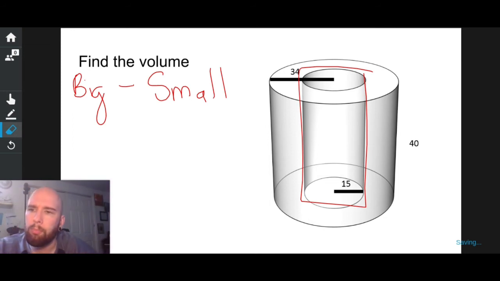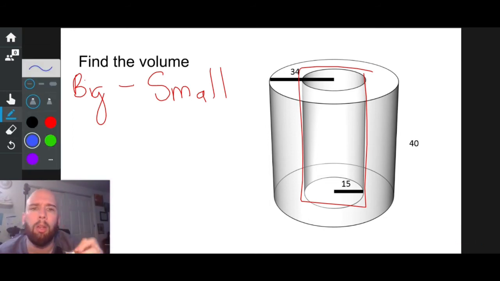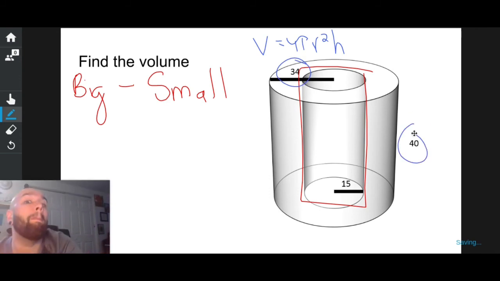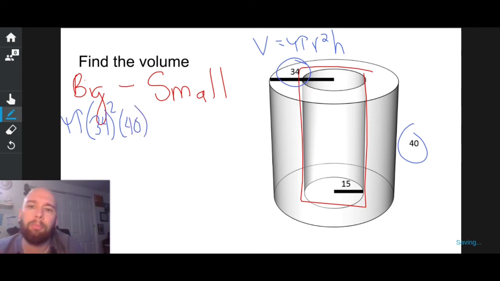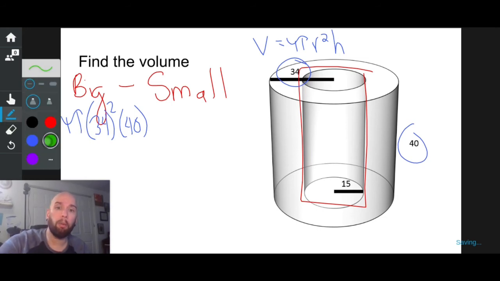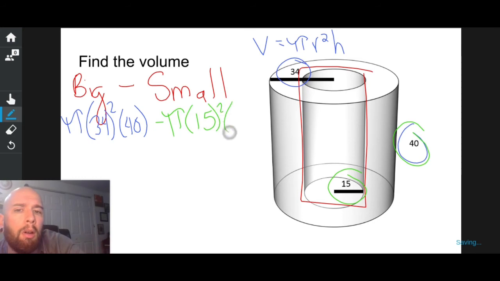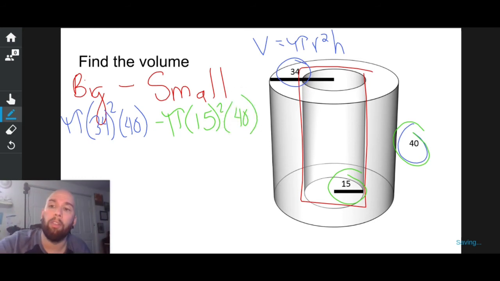The big cylinder is going to be, well, first off, V equals pi r squared h. The whole cylinder has a radius of 34 and a height of 40. So my big cylinder is going to be pi 34 squared times 40. My small cylinder, the part that I'm removing, is going to have a radius of 15 and the same height of 40. So minus pi 15 squared 40.